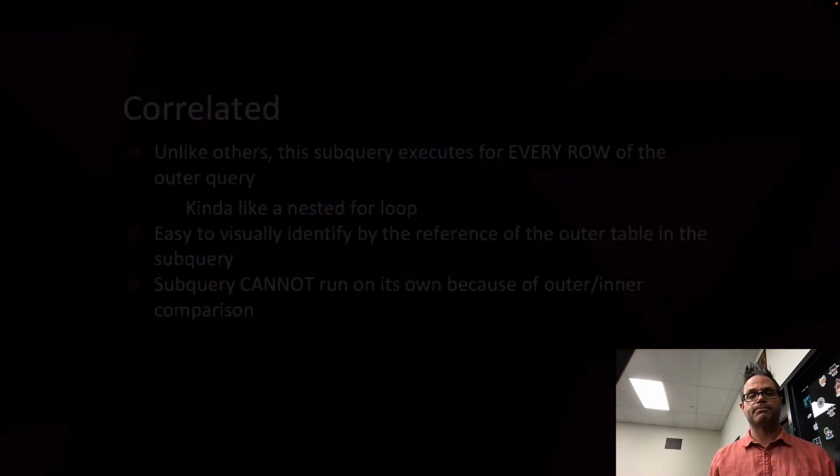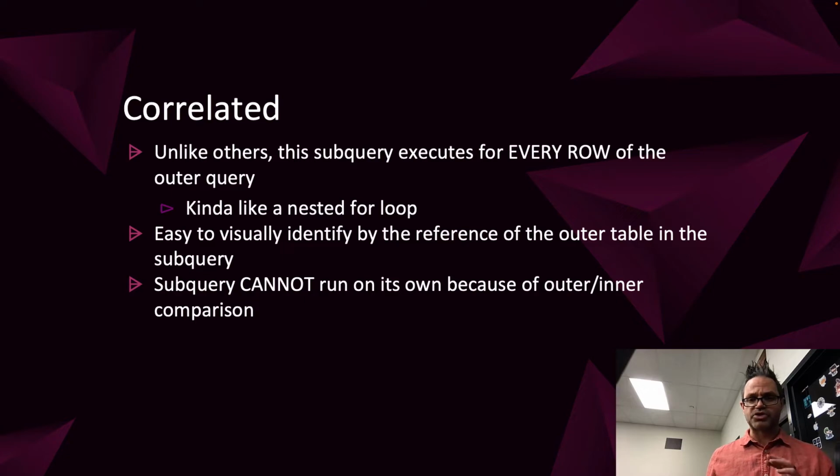A correlated subquery, however, is the most complex one we have to do. And this one executes for every row of the outer query. So I have an outer query and an inner query, and it executes kind of like a nested for loop in Java or Swift. And so you're really easy to identify these visually by the reference of the outer table and the inner table subquery information. And so when you look at the aliases, that's the quickest way to find that.